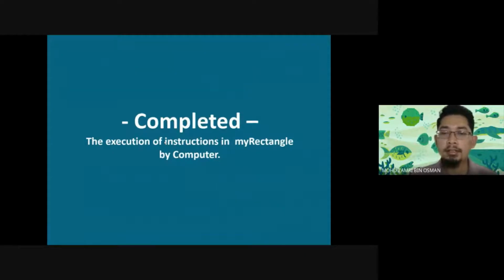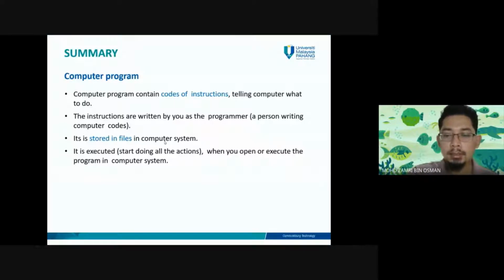So we have already done the first part of the example, the execution of instructions in the rectangle program by the computer. That is the concept of very basic programming: the input and some calculations. And lastly, we learned how to display the output of the program by calling the values from the variables that we declared in the program. So we continue to the next part.